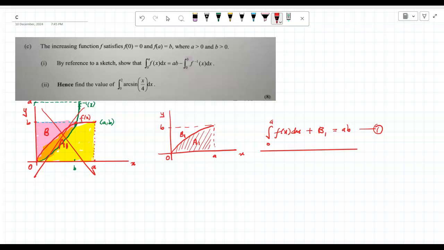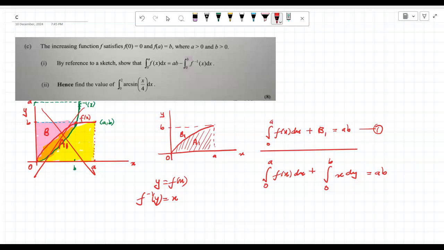Now what is B1? B1 is AB minus A1. It will be the integral from 0 to B of whatever the function is, x dy. So the function is correct. Now my y is equal to f(x), so your x will be f inverse of y. Correct.